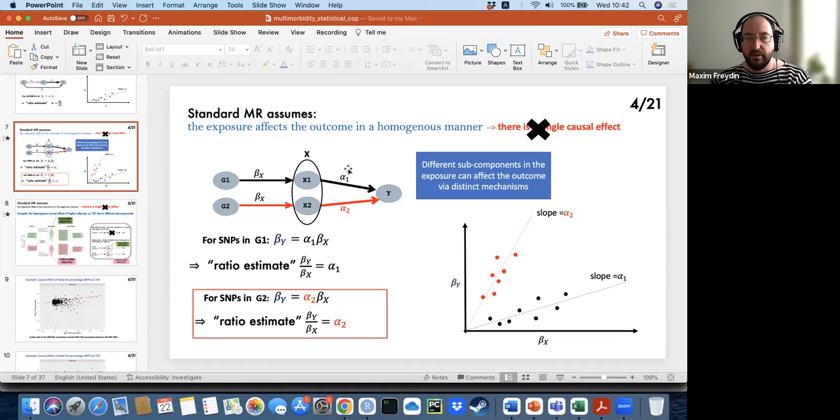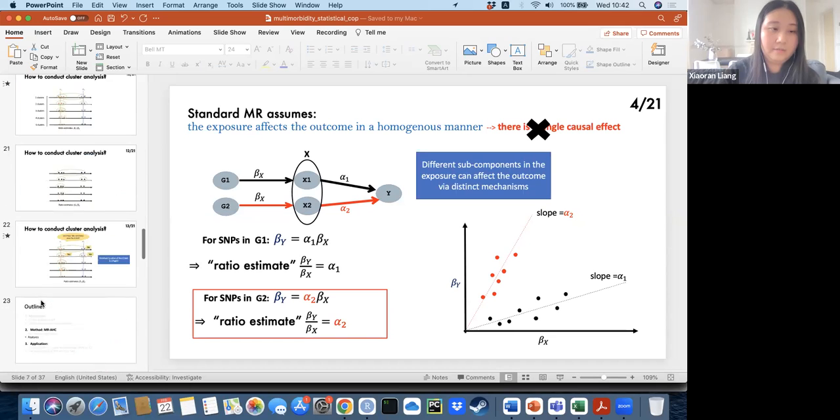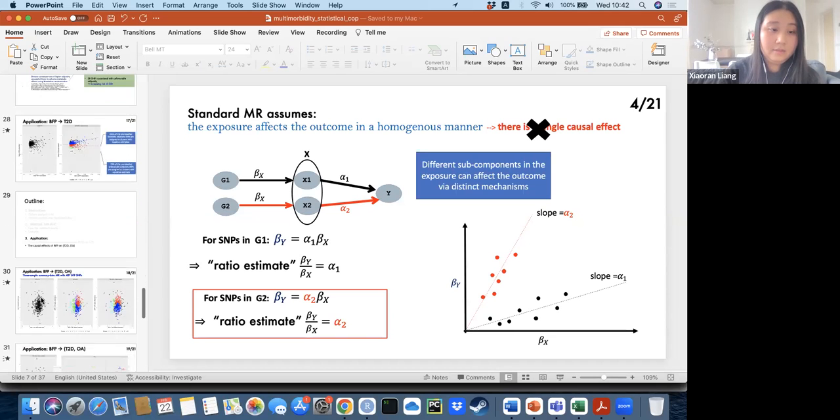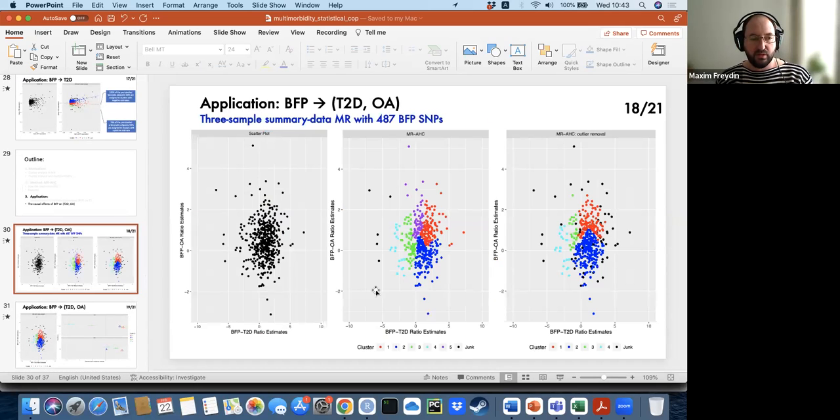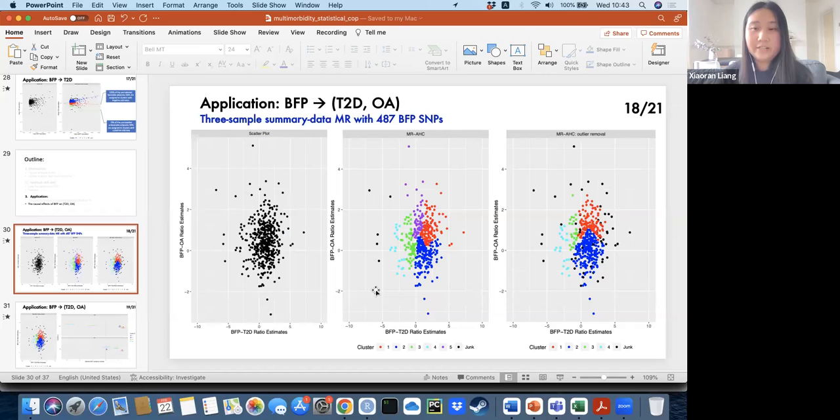I'm very impressed. My question is about your way to remove outliers. From the graphs you presented, some SNPs are pretty obvious outliers, but some are less so. And when you remove them, I'm curious how you do that. Thank you. Okay, so this is a two-step procedure.